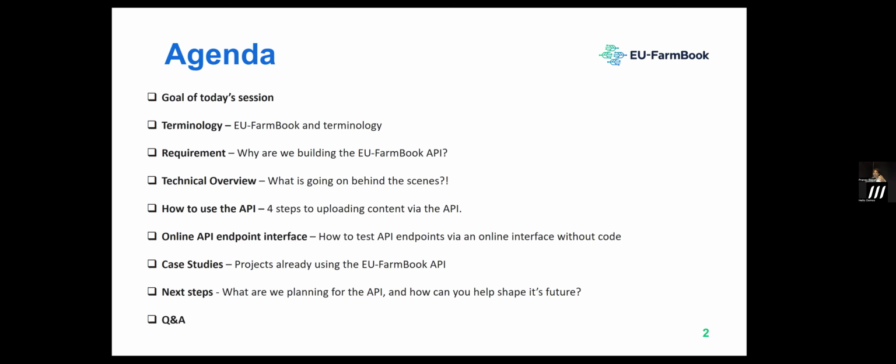Then I will give you a technical overview, as in what happens behind the scenes when you upload your data onto the EU-FarmBook platform. Then I will introduce you to how to use the API. It is very simple, just 4 steps, and you are done. And then I will spend most of my time explaining how you can actually use the online API endpoints which we have made for you. In the end, we will look at the case studies of how many projects are already using this API to transfer or send their knowledge objects into the platform.